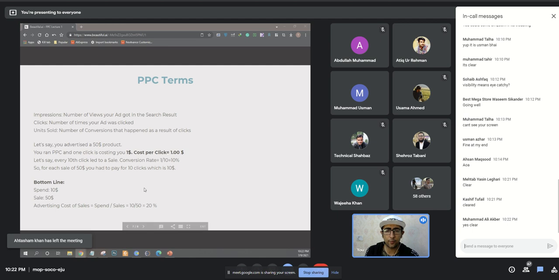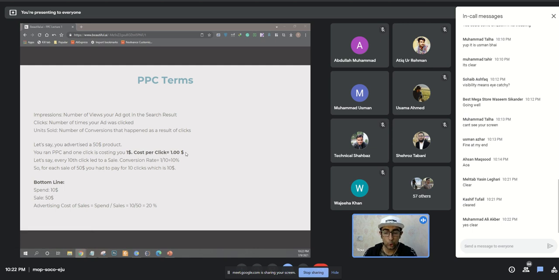So let's just say, for example, your listing is a $50 product and you ran PPC, and each click is going to cost you. For example, when I clicked on the listing for a garden hose, I cost that person some number of dollars. So let's assume for the moment one click is equal to $1. This one click is equal to $1, cost per click is equal to $1.